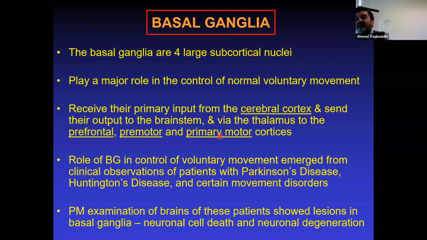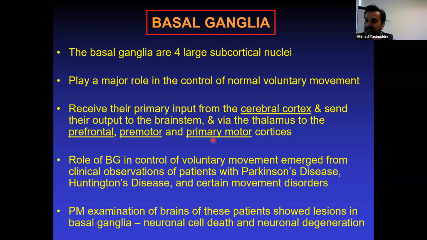So the basal nuclei or basal ganglia are four large subcortical nuclei which play an important role in the control of normal voluntary movements. They receive their primary input from the cerebral cortex and send their output to the brainstem, and via the thalamus to the prefrontal cortex, premotor cortex, and primary motor cortex. So they receive the input from the cerebral cortex when you are initiating the movement, and then disinhibit the cortex to start the movement.